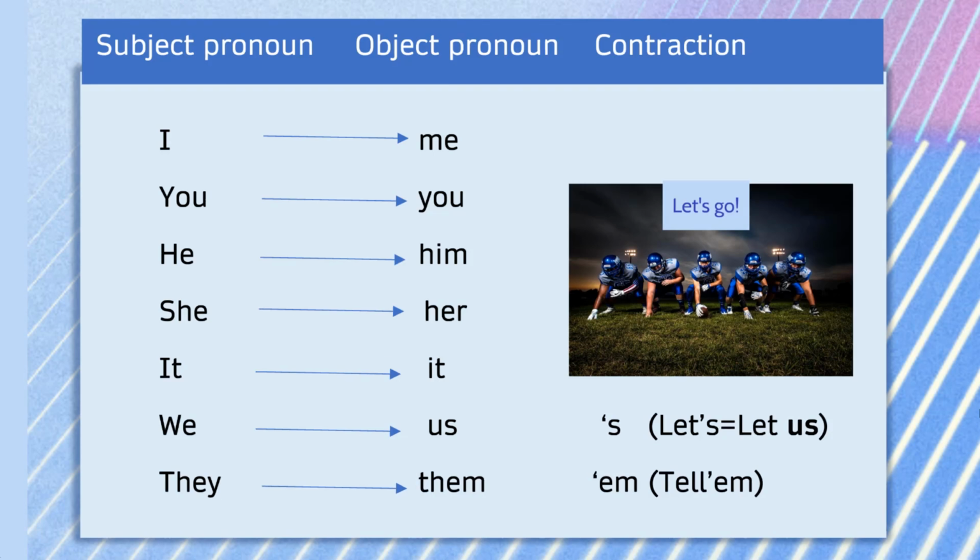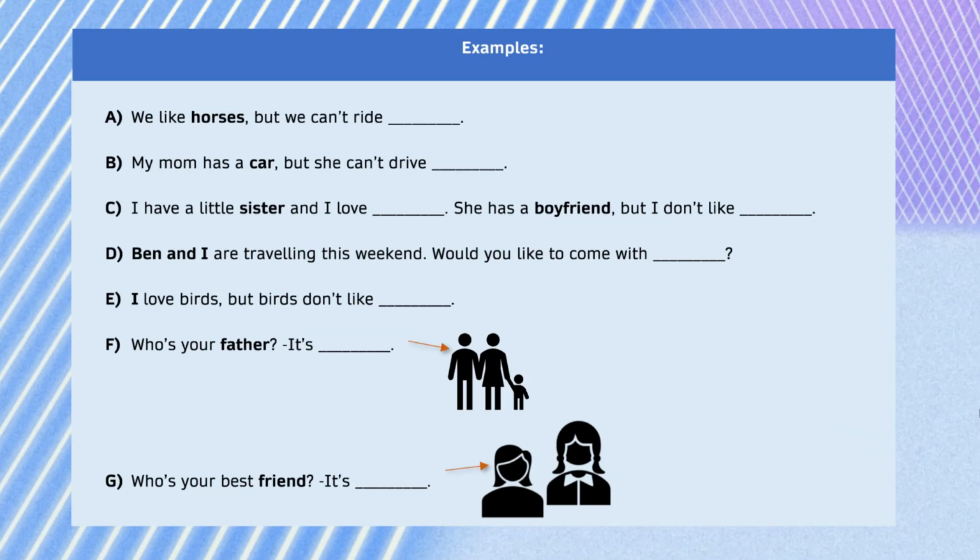Now let's see some examples. Here we have some sentences. The idea is to use an appropriate object pronoun in each sentence to replace the nouns that are highlighted. So let's start with A. It says, we like horses, but we can't ride them. In this case, we use them to replace horses, which is in plural form.